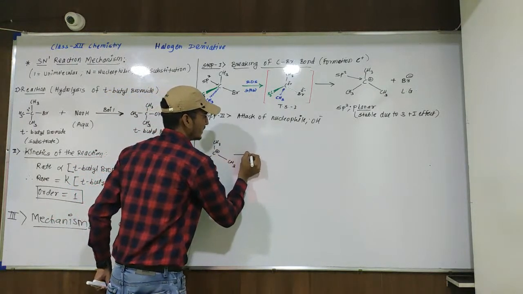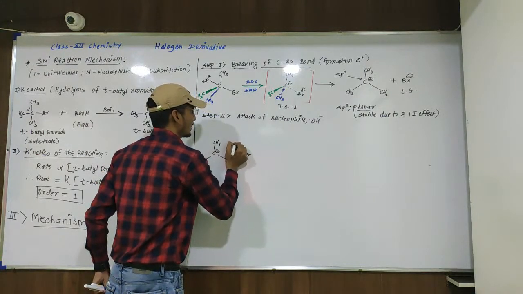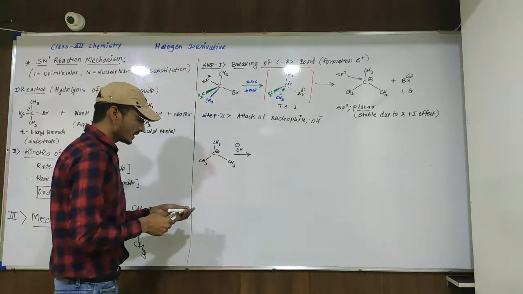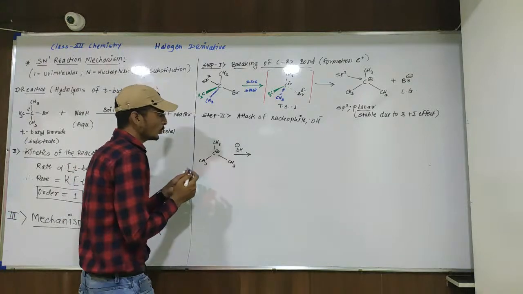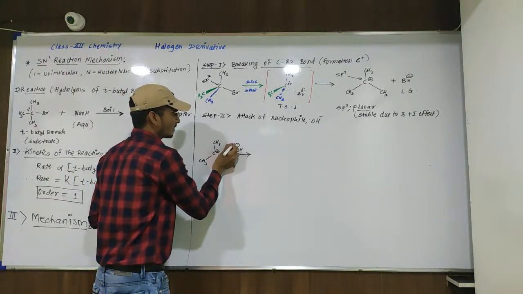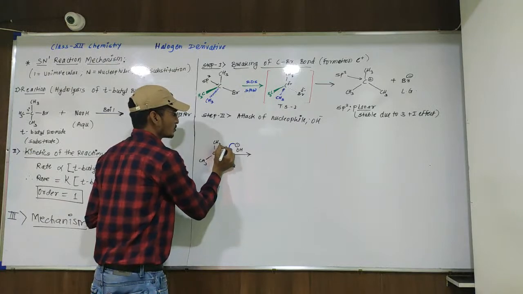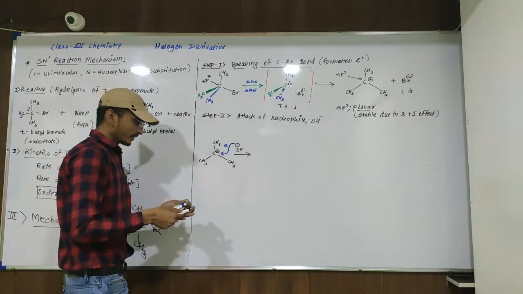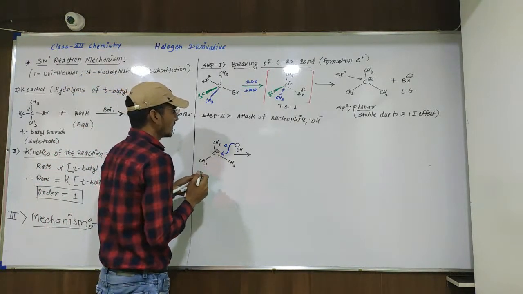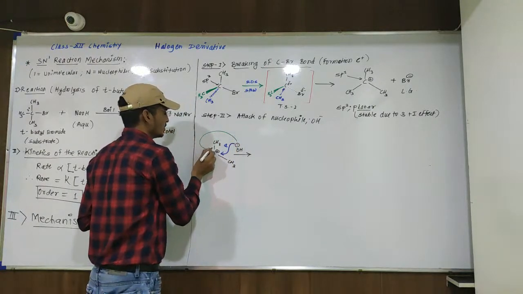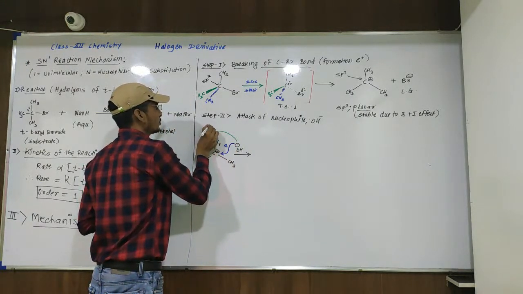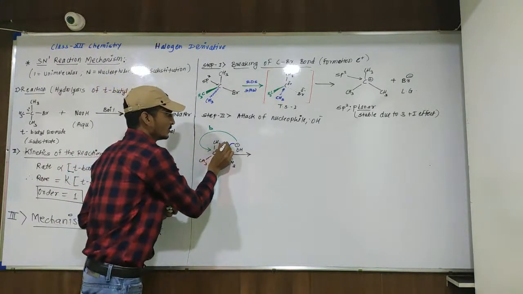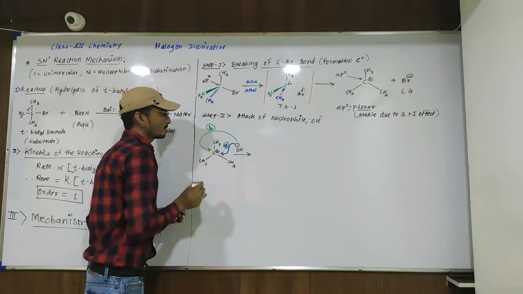And the nucleophile may attack from the front side or from the back side. So we consider here two ways. In the first way it attacks from the front side. So I take it as route number A. And in the next, the nucleophile may attack from the back side. Okay, so this is the back side. So this I call route number B. Okay, so I consider two routes here, route A and route B. So the nucleophile may attack from the front side or from the back side.